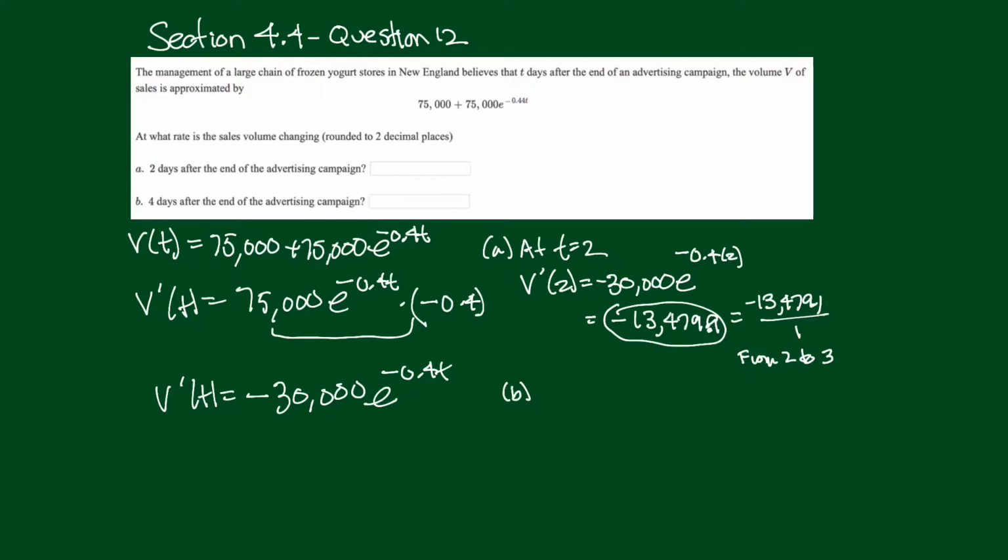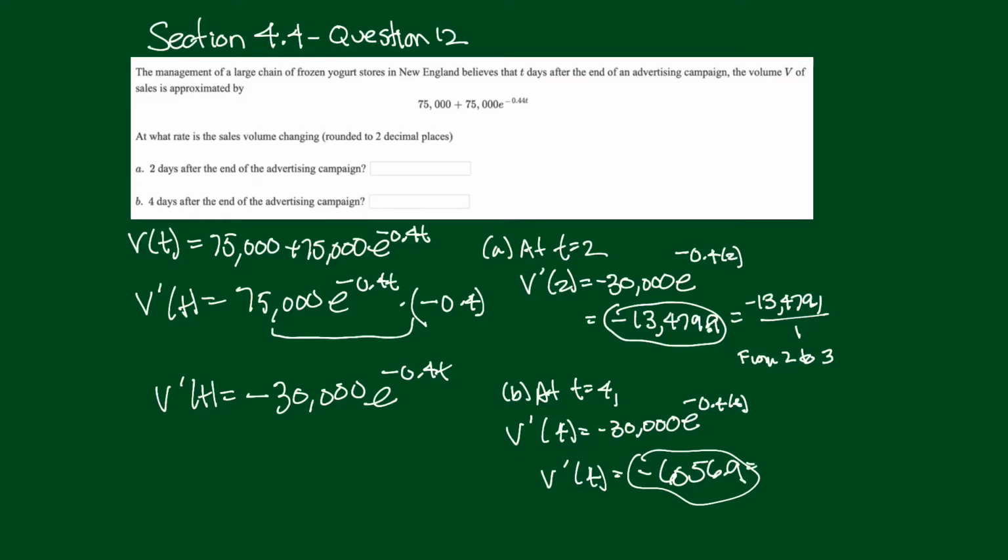Now in part B, we want this at t equals 4. So at t equals 4, V prime of 4 is equal to, all right, it's going to be negative 30,000 e to the negative 0.4 times 4. Now when I put that 4 in there, I'm going to do that right now. When I put 4 in there, I'm going to get V prime of 4 is equal to negative 6,056.9.